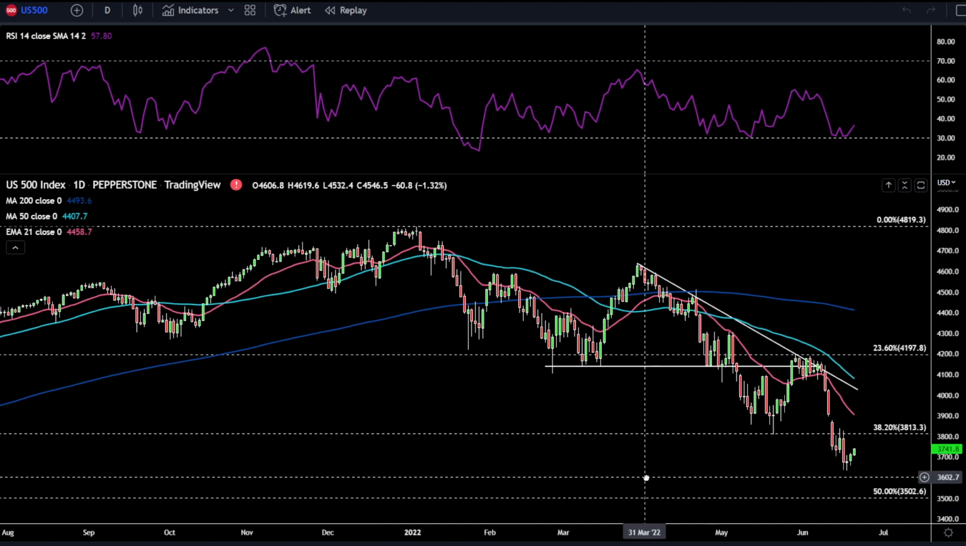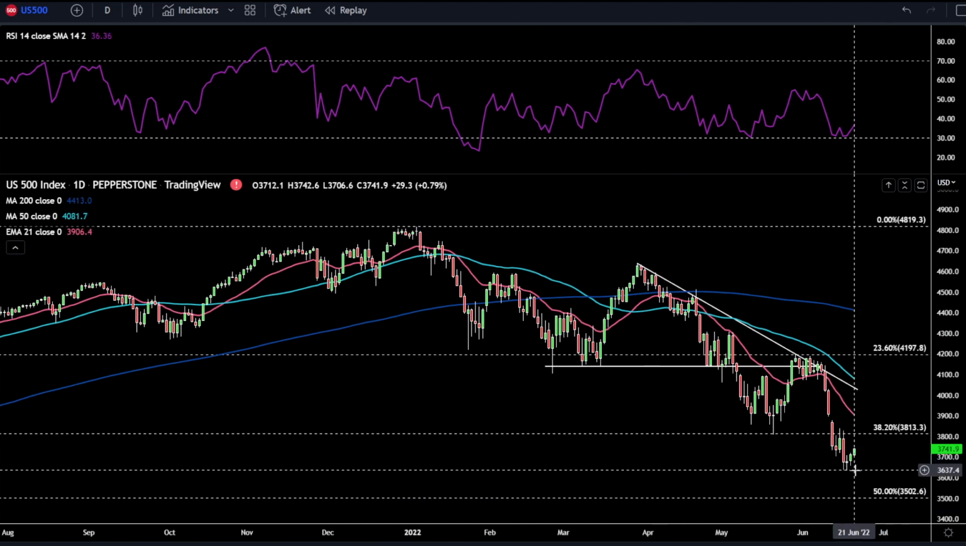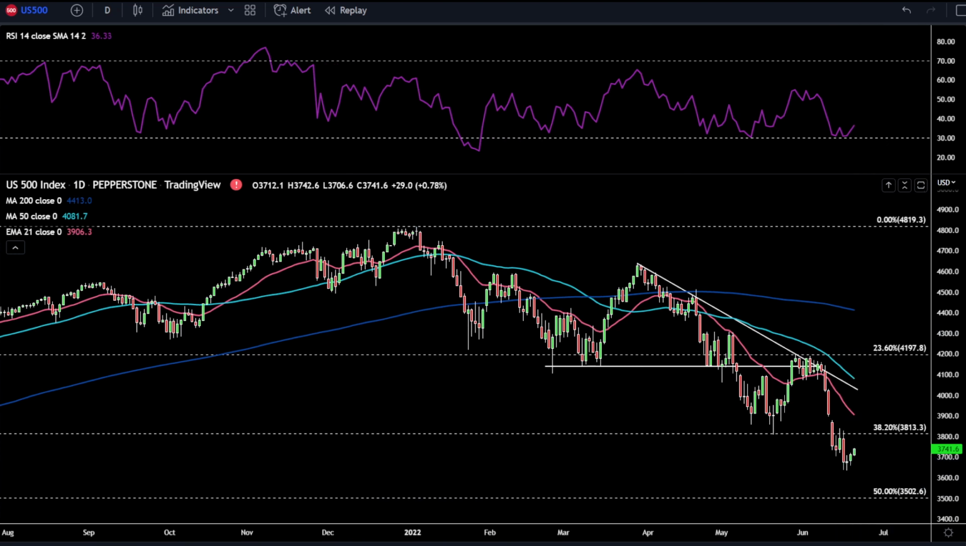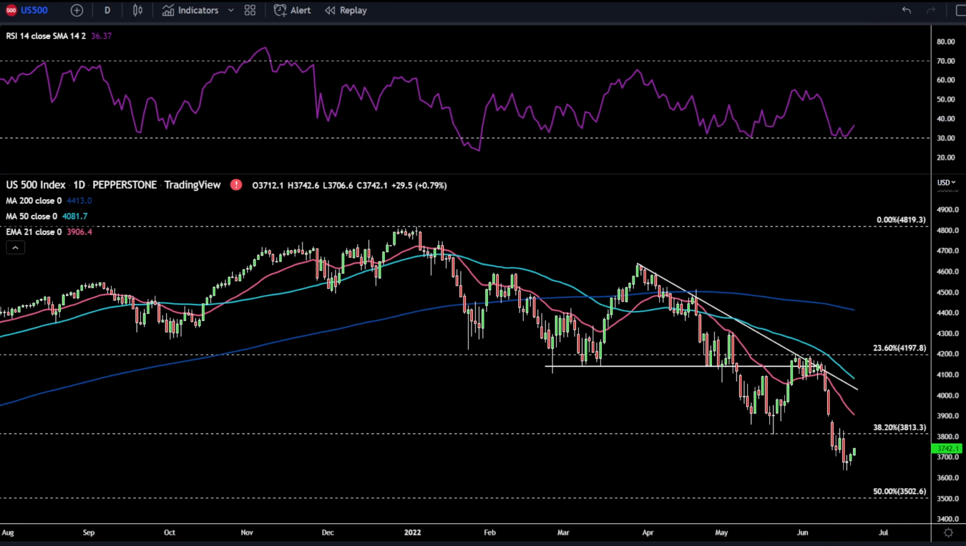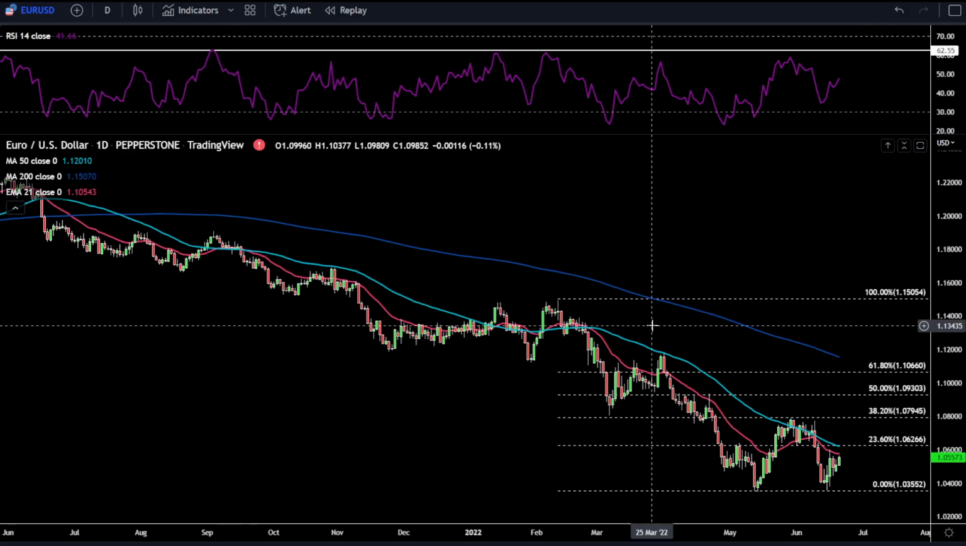Looking at the US 500, we can see it's rebounding a bit off this 3637 low area. I wonder if it's going to see some resistance at this 38.2 Fibonacci retracement, just above 3.8k. The RSI is trying to make a bounce off this oversold territory here too. Interesting one as markets come back online today, especially from the US, given their holiday yesterday.